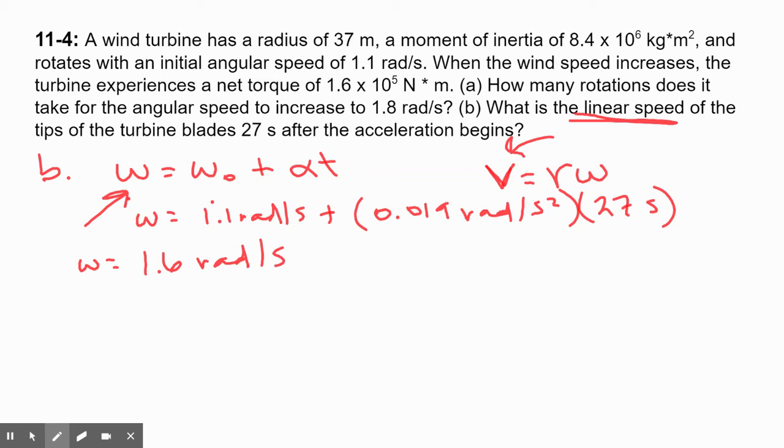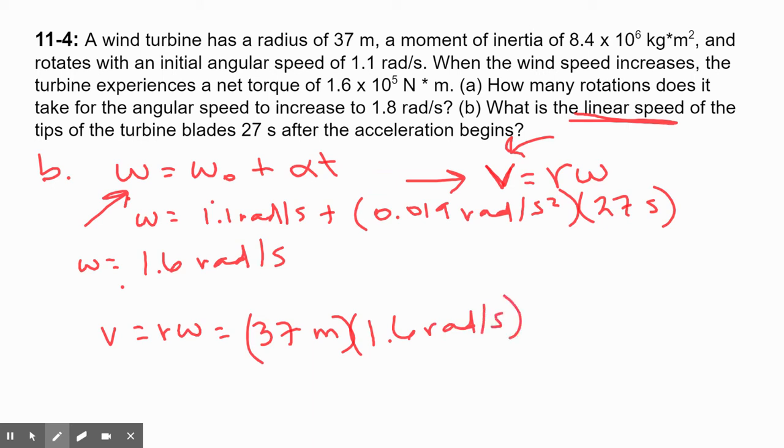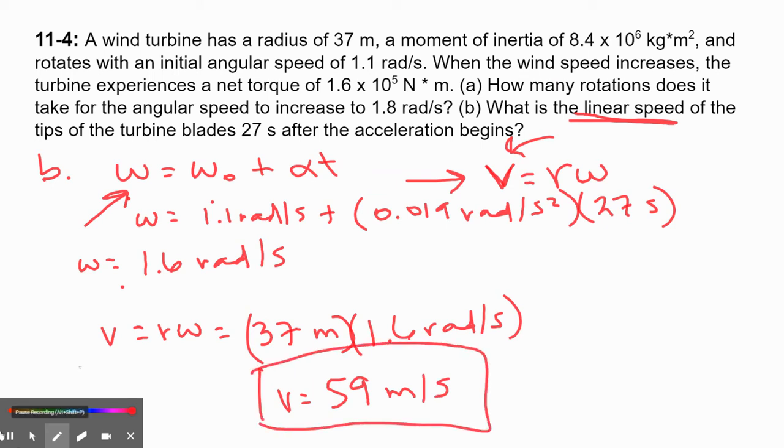So let's find the linear speed by using this. So V is R times angular speed. Plug in what we know. We know the radius, which is 37 meters. And we know this piece of information because we just calculated it. And our linear speed comes out to 59 meters per second. Okay, so that's how you would solve part B. And erase again.